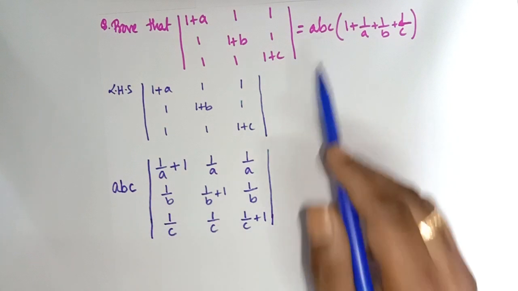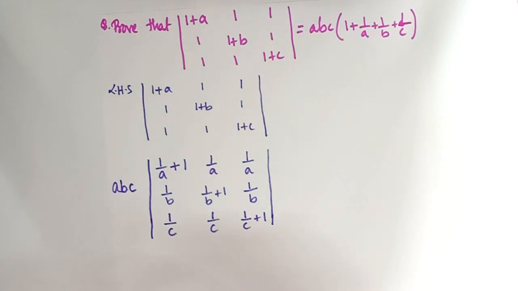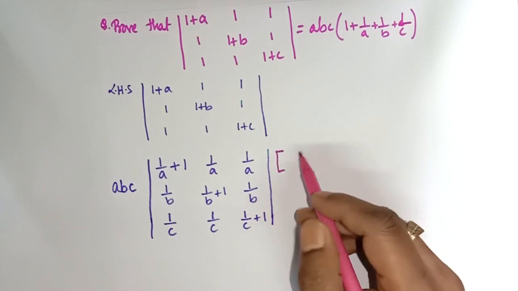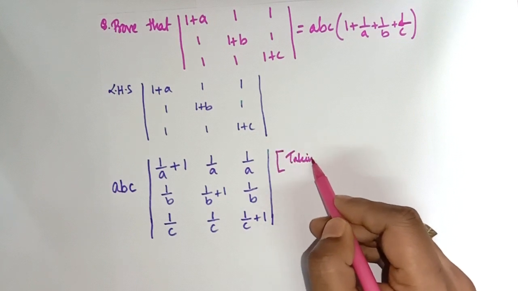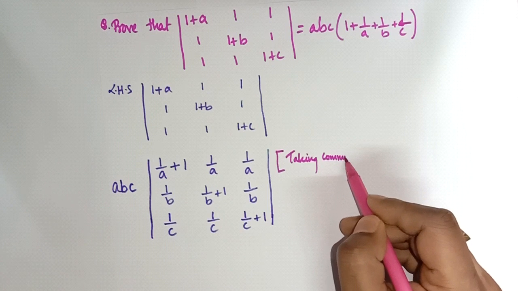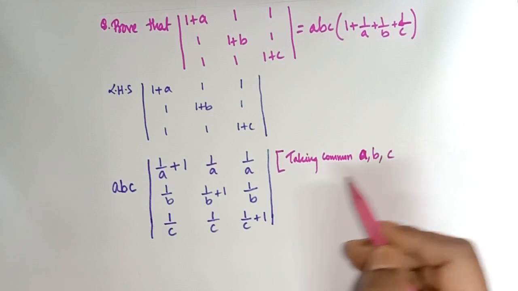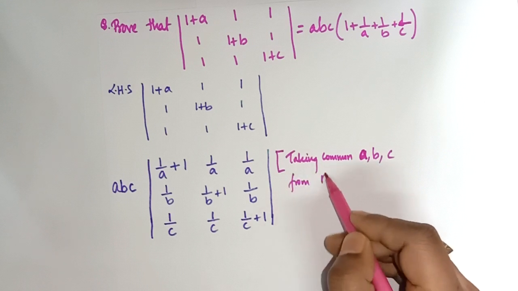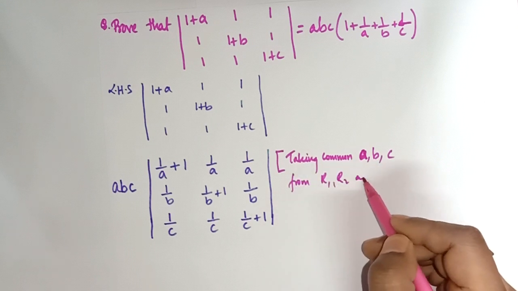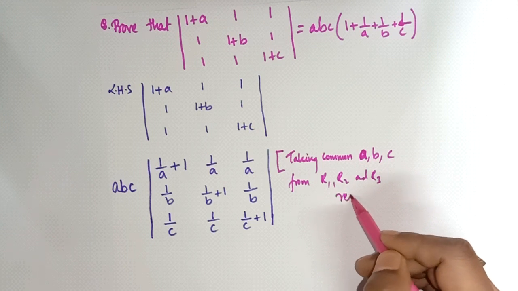So you can see I got the ABC. And you have to write the operation. What you have done? Taking common small a, b, c from R1, R2 and R3 respectively.